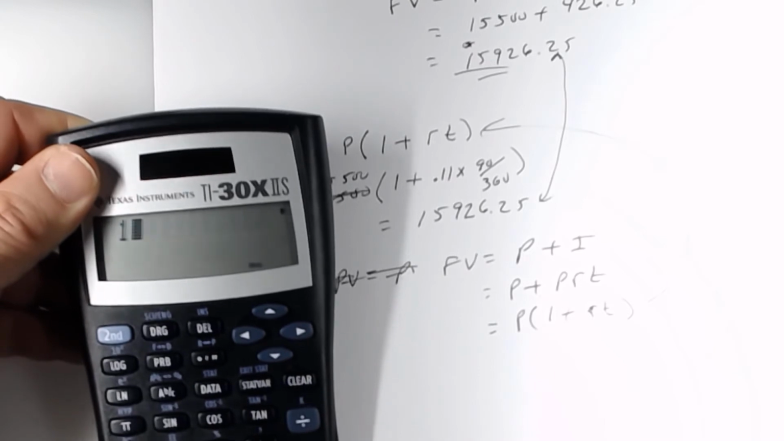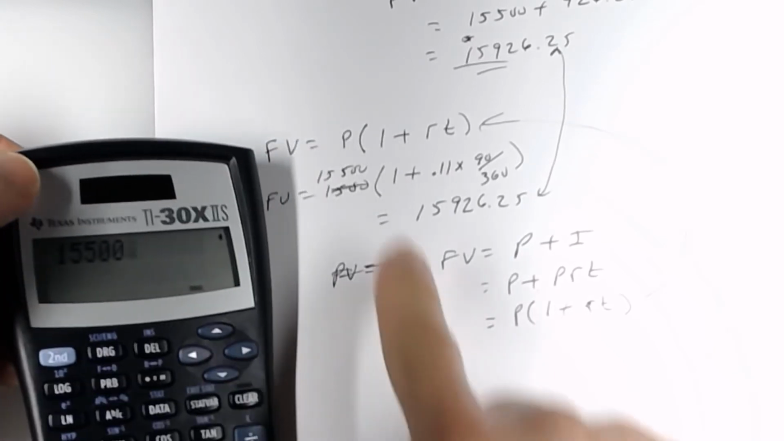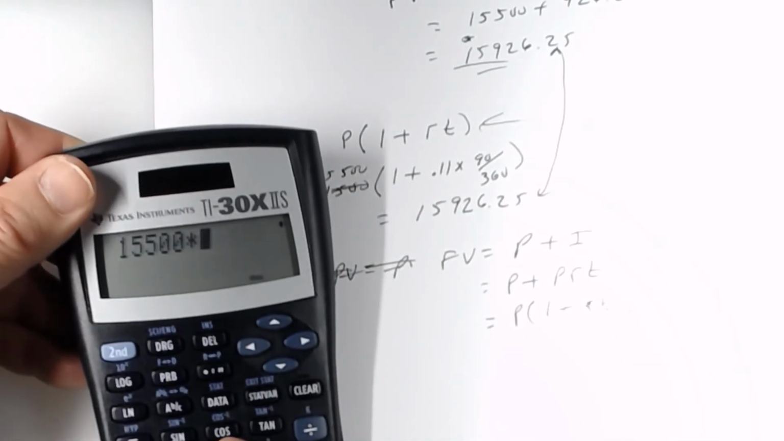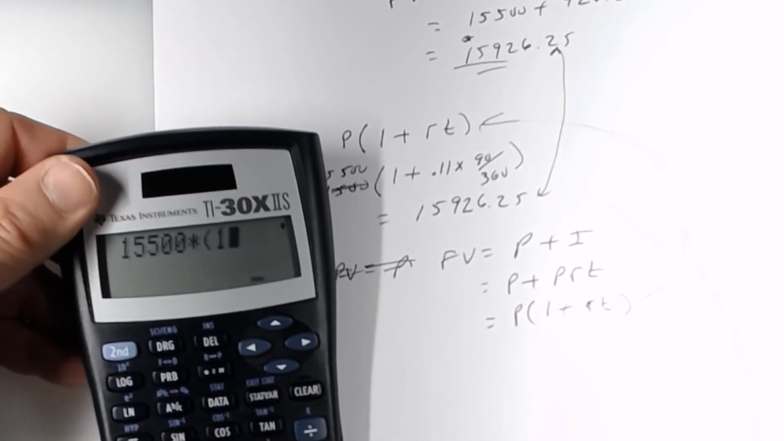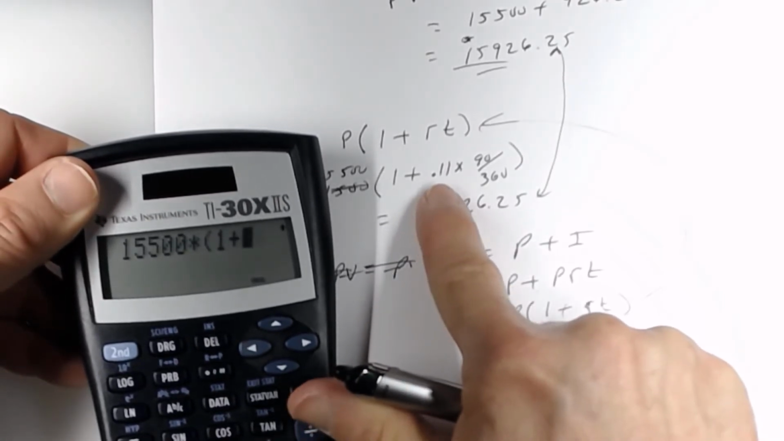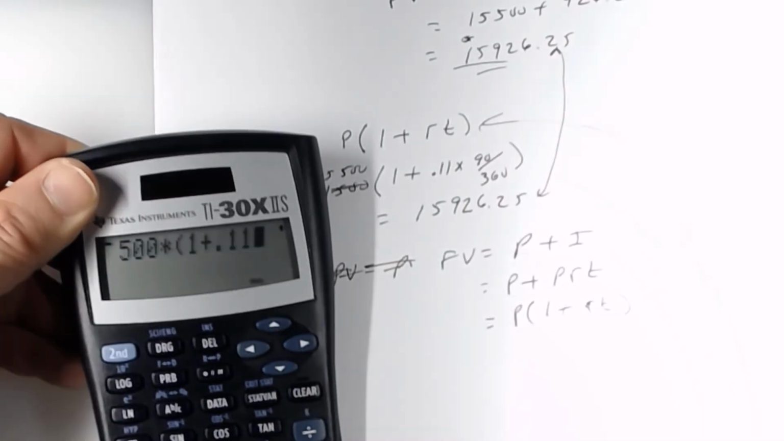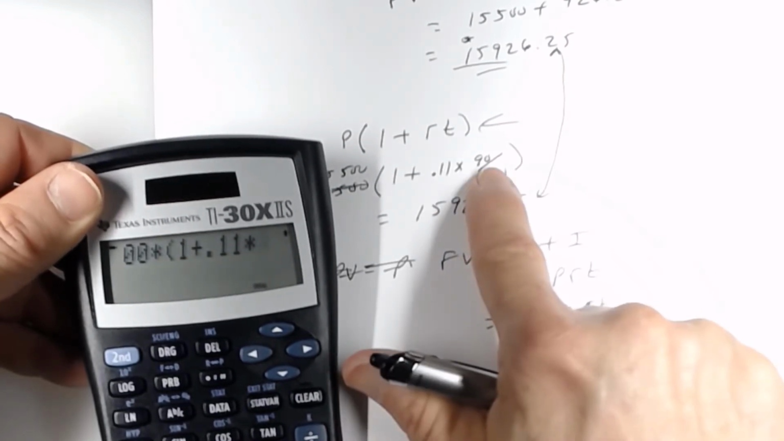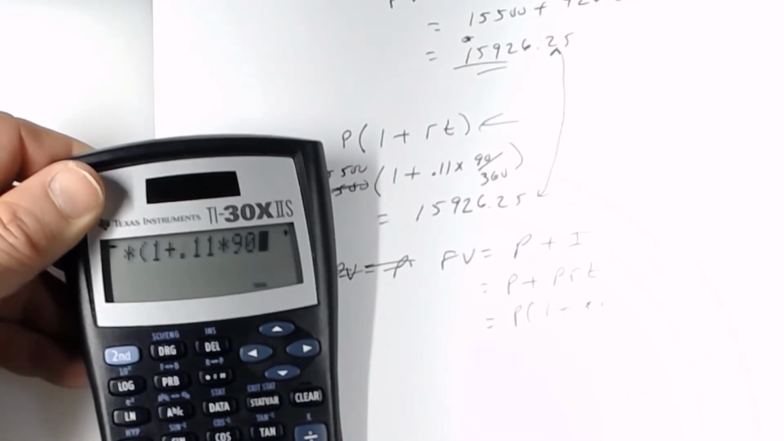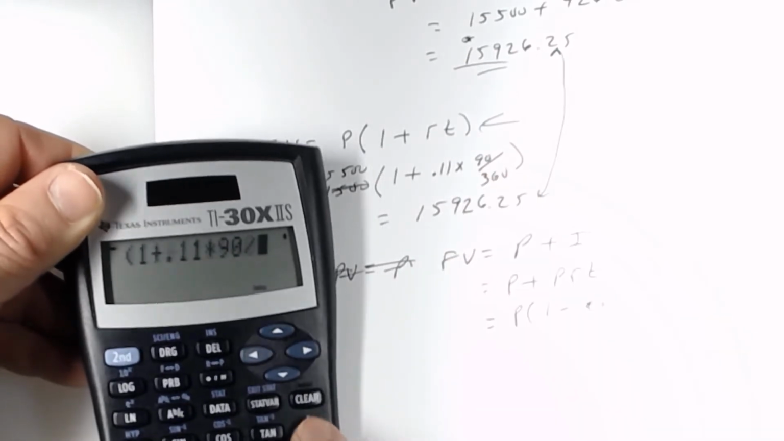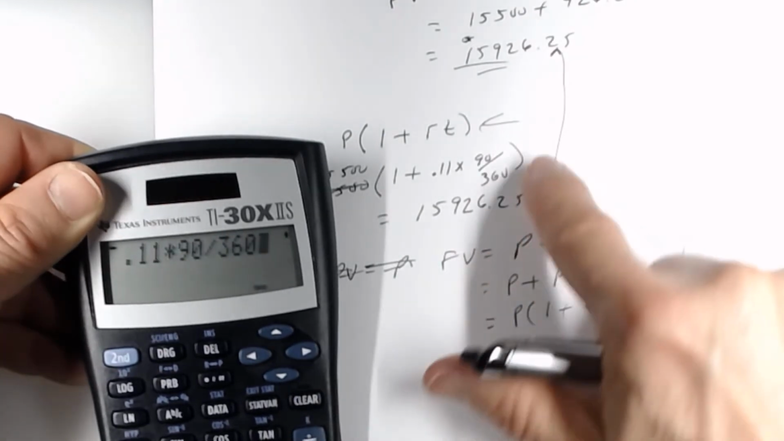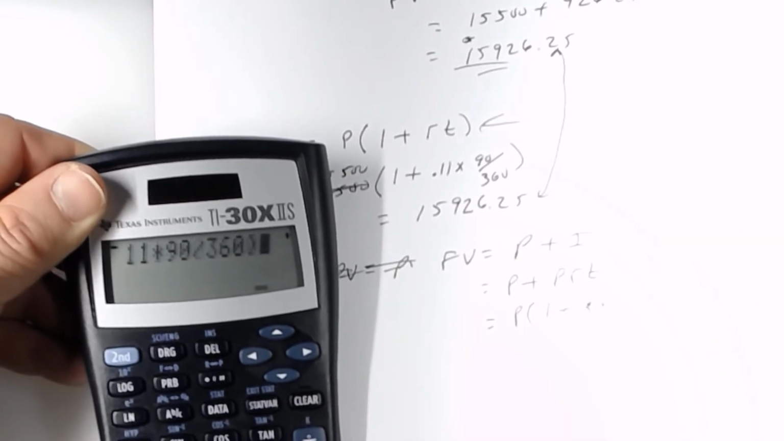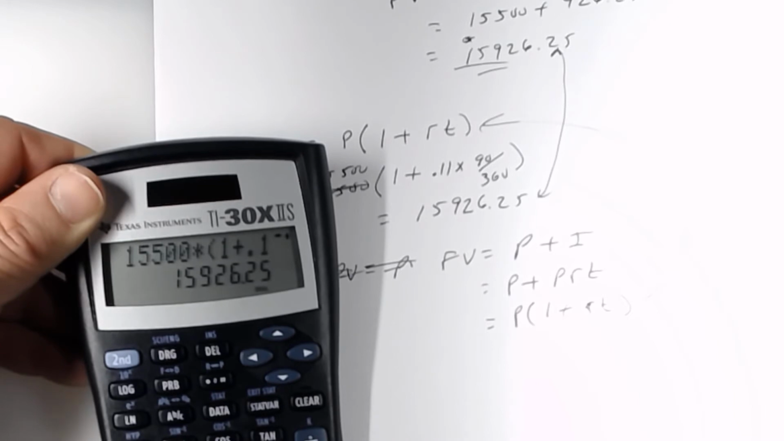15,500. And then when you read it as 15,500 times, right? So you can say times, parentheses, 1 plus 0.11. So 0.11. What's the operation that you see here? Multiplication, so times. What's the number that you see? 90. What am I doing to that 90? Dividing by what? 360. And then what do you see at the end? Parentheses. So close the parentheses. And then press equal, and you get that.